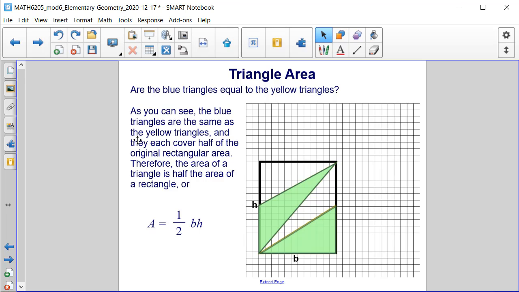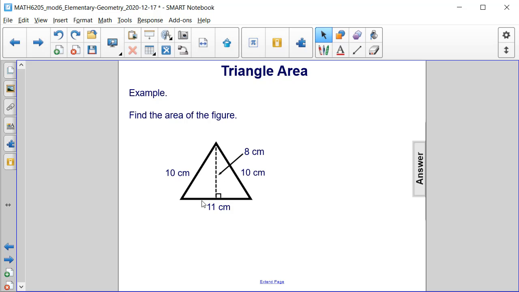As you can see, the blue triangles are the same as the yellow triangles, and they each cover half of the original rectangular area. Therefore, the area of a triangle is half the area of a rectangle, or 1/2 base times height.